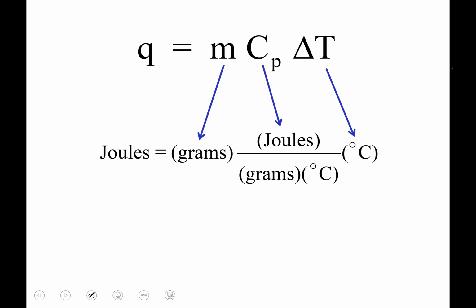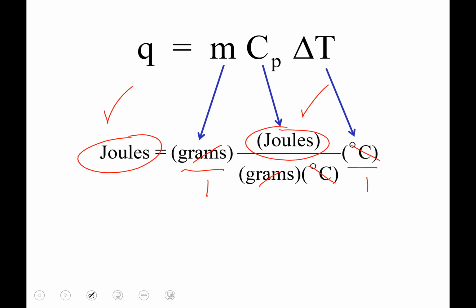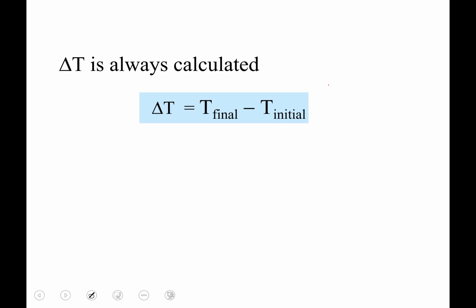If we go ahead, I'll put this over 1. That's my mass over 1. That's my delta T over 1. Units cancel. Grams cancel with grams. Degrees Celsius cancel with degrees Celsius. That's what we mean when we say dimensionally consistent. So joules is equal to joules.